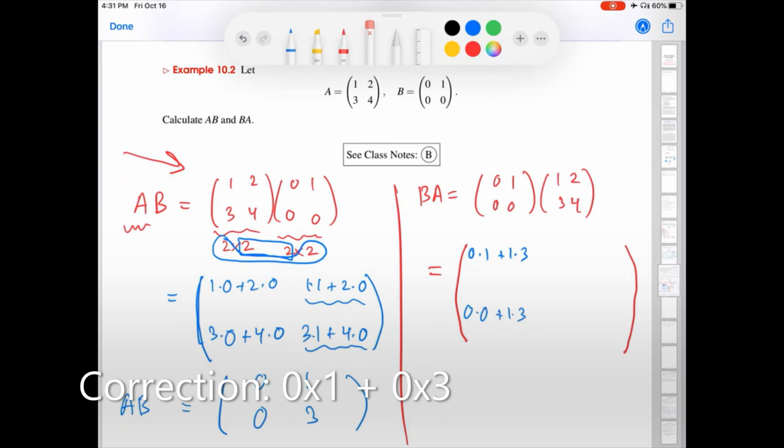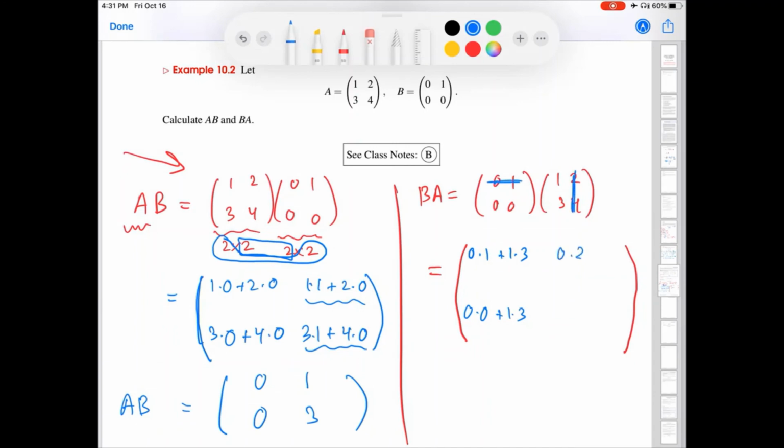And then I swap over to the next column. First row, second column, 0 times 2 plus 1 times 4. Oops, I erased the 4 that went with the matrix A. And then second row, second column, so 0 times 2 plus 0 times 4. Okay, so I've calculated the product and the moment we've all been waiting for. What do we get? From here I get 3, and here I get 4. Here I get 3, and here I get 0.